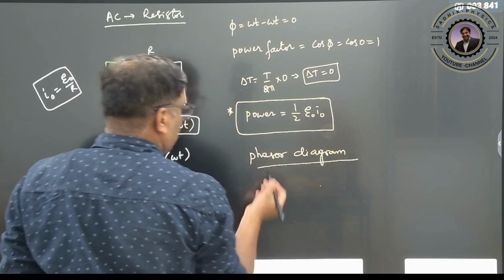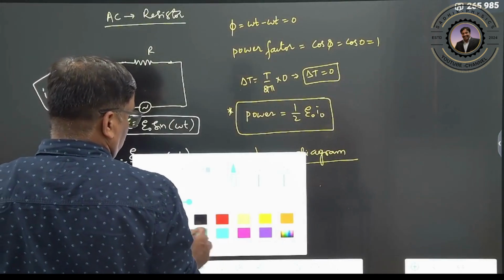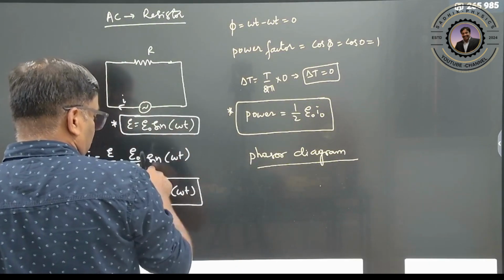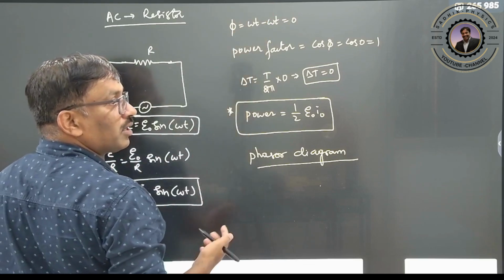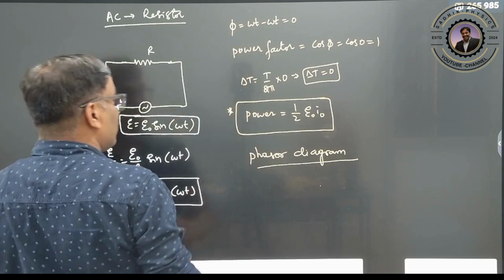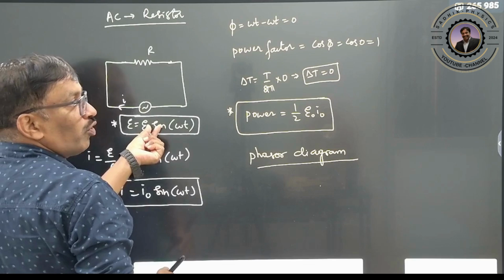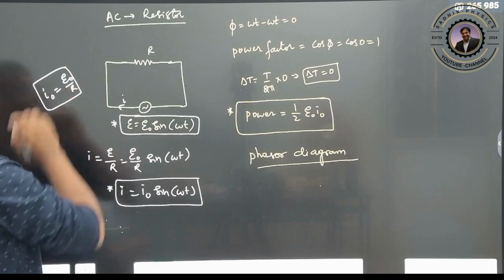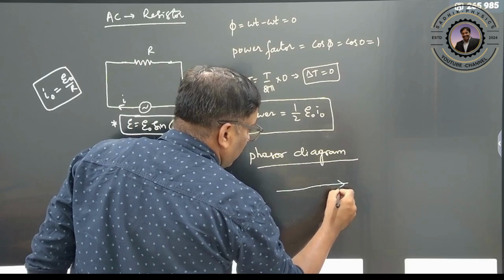Phasor means what? It is nothing but vectors, right? Phasor vectors. So how to draw it? Very simple. What is the voltage and current phase difference? The phase difference is 0, which means both are lying in the same direction. Which has more value? E naught will have more value, and I naught less, because I naught is nothing but E naught by R. Therefore here this is your E naught.